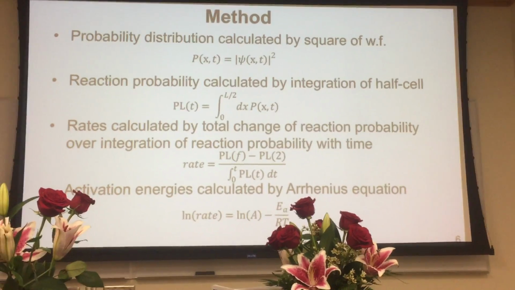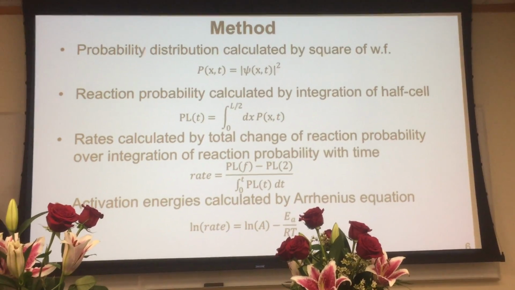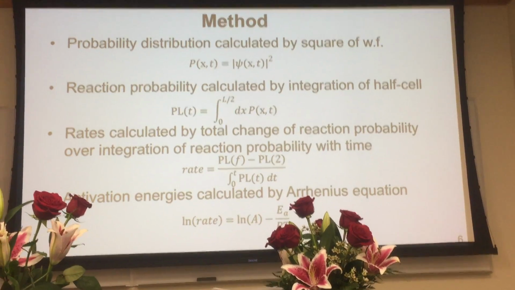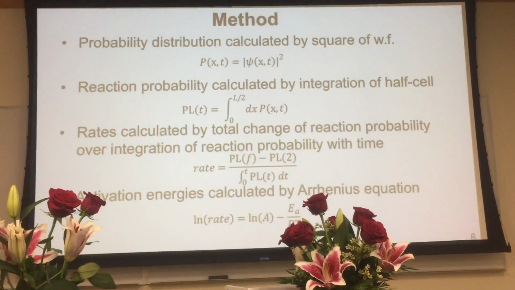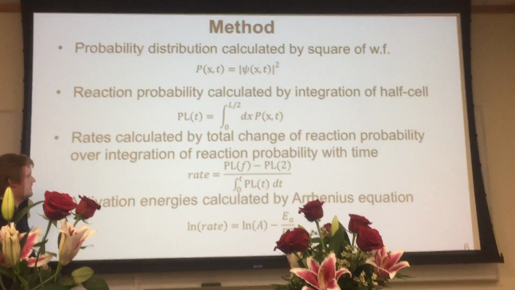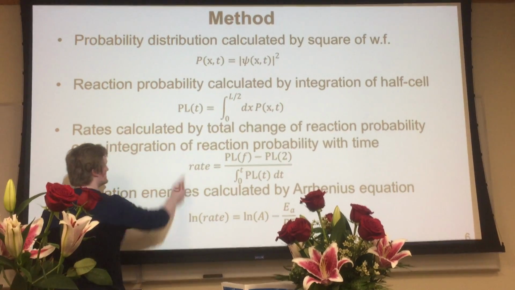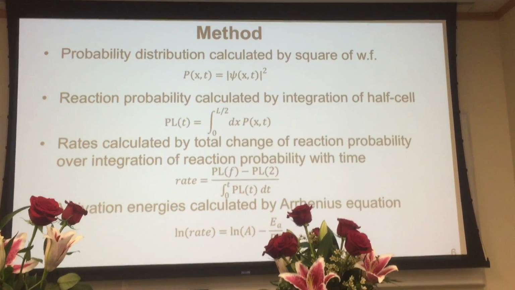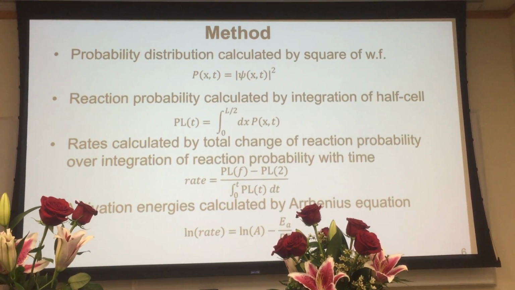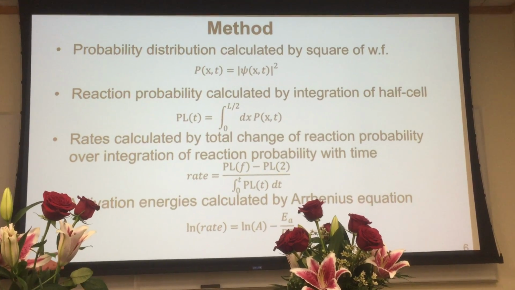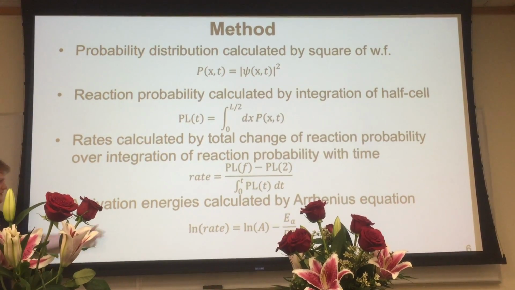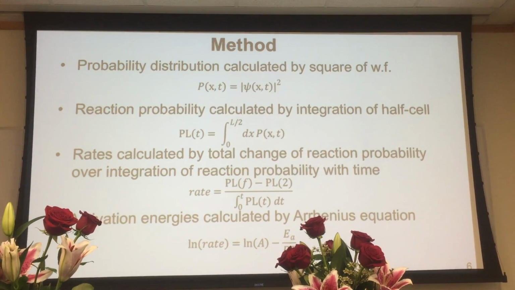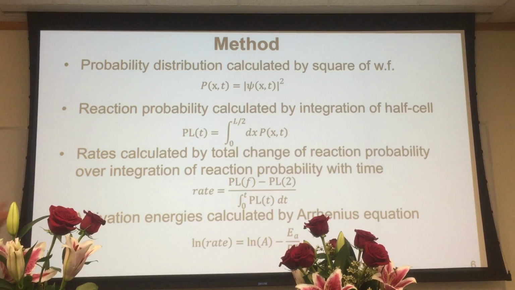So how am I determining my rates? Well, I'm looking at the probability of reaction by just integrating over half the box I have this confined into, and I'm determining my rates by the overall change of this probability divided by the change in time. And then for the last little bit, since I'm looking at catalysis, looking at activation energies may be interesting, so I actually use the Arrhenius equation to get an idea of how the activation energies are changing with the changing potentials.